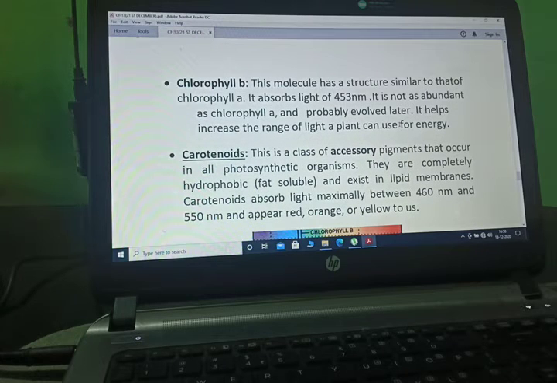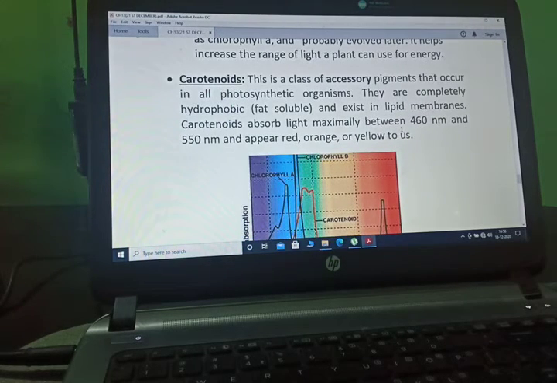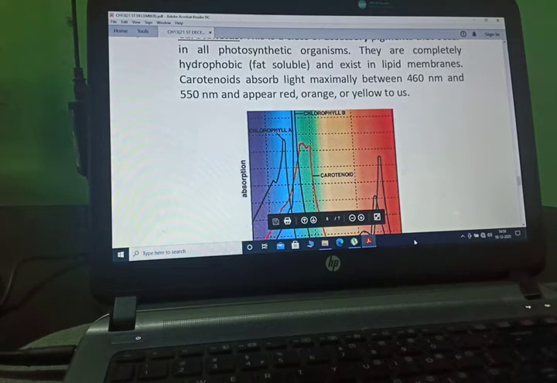Now chlorophyll B. This molecule has a structure similar to that of chlorophyll A. It absorbs light of 453 nanometers. It is not as abundant as chlorophyll A and probably evolved later. It helps increase the range of light a plant can use for energy. Now carotenoids. This is a class of accessory pigments that occur in all photosynthetic organisms. They are completely hydrophobic, meaning fat soluble, and exist in the lipid membrane. Carotenoids absorb light maximally between 460 nanometers and 550 nm and appear red, orange or yellow to us.